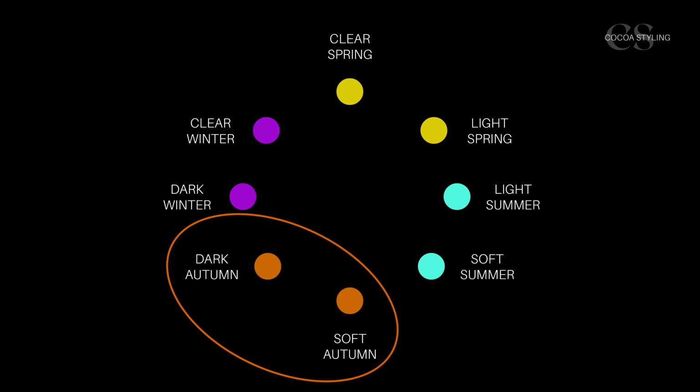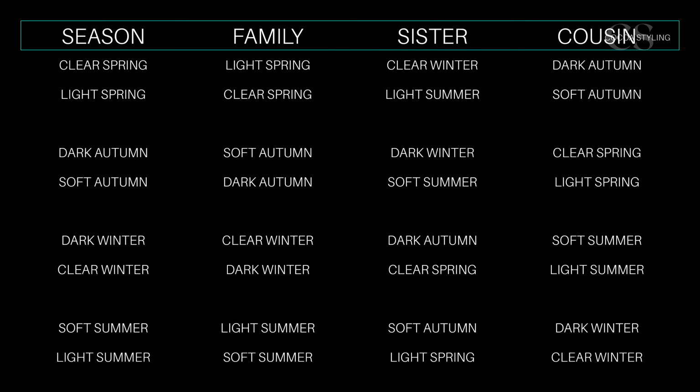It can be hard to see which one you are since they are part of the same family, but this confusion happens with other types as well. It happens with sister types, family types, and cousin types. This is something that I already explained in the Dark Autumn and Clear Spring video, but here it is again for those who didn't watch it.